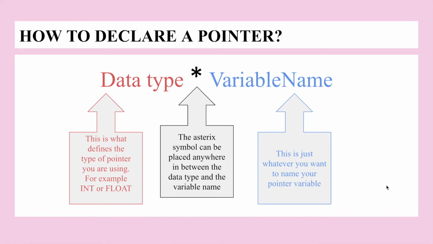So this is how you declare a pointer. Go ahead and screenshot this, pause the video, read these boxes, but you just basically say data type asterisk variable name. And when you say data type asterisk, this says create a pointer of this data type. And then the variable name is just what we're going to call it.